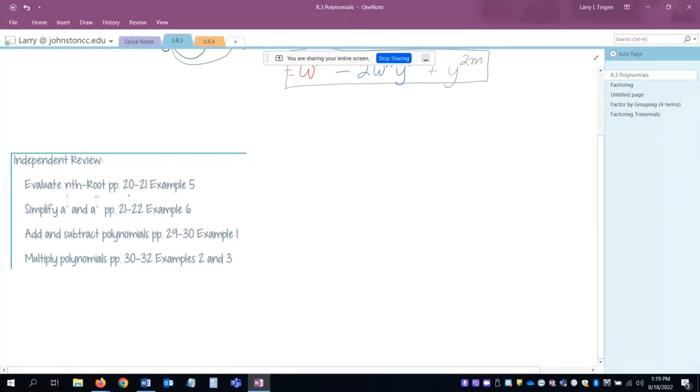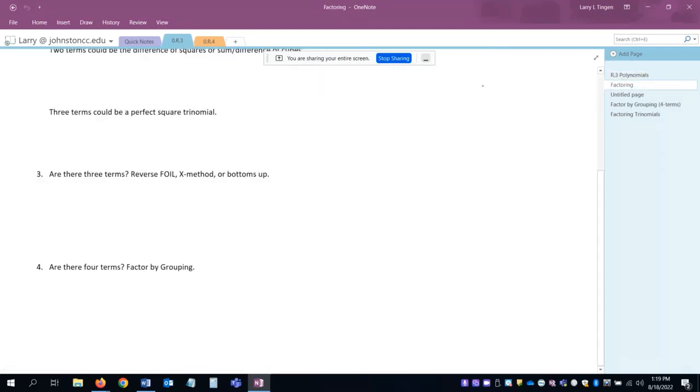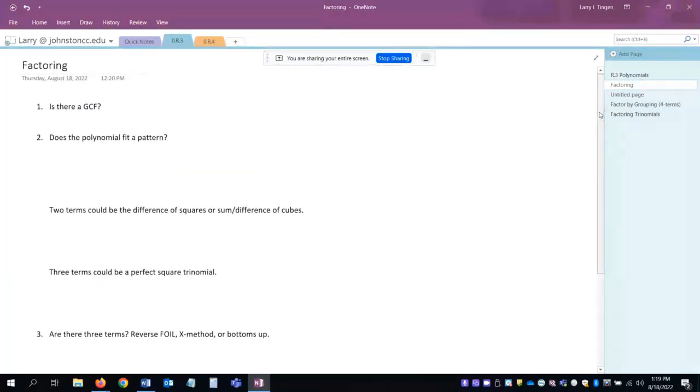Okay. If I was going to do anything, you are probably confident with adding and subtracting polynomials and multiplying them. If I was going to review anything, I would take a look at these two, fractional powers and nth roots. We already talked about nth roots on the very first page. Okay. So let's talk about factoring.